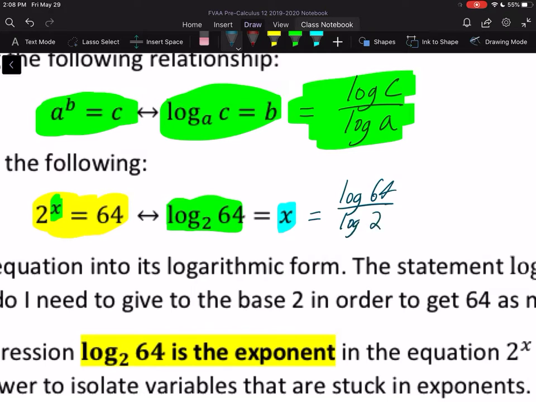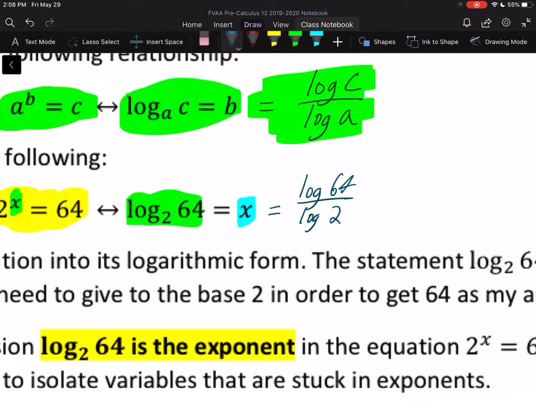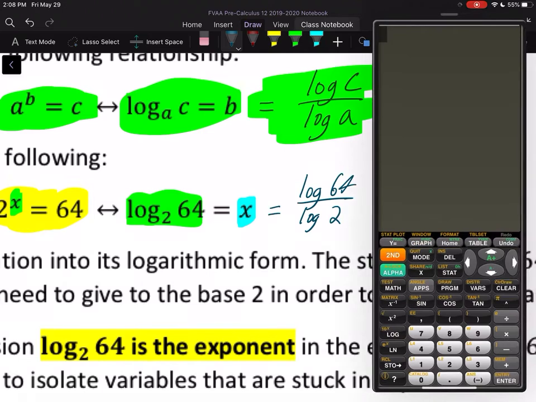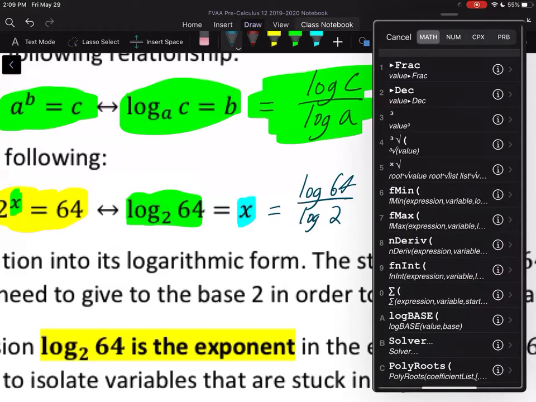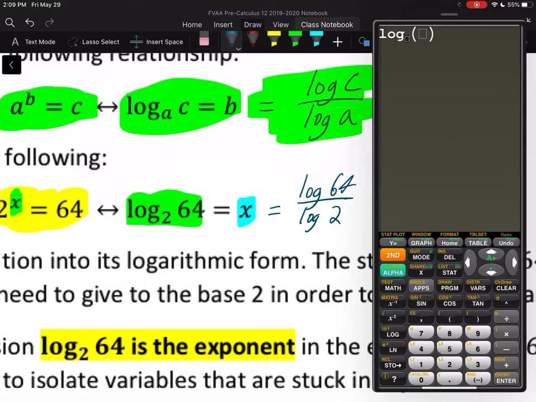Okay, so let's actually prove this both ways so that you see that both approaches are fine, no matter what calculator you have. First, I'm going to use the log base function. My base is 2, and the number here is 64. I press enter, and I get 6. x is equal to 6.